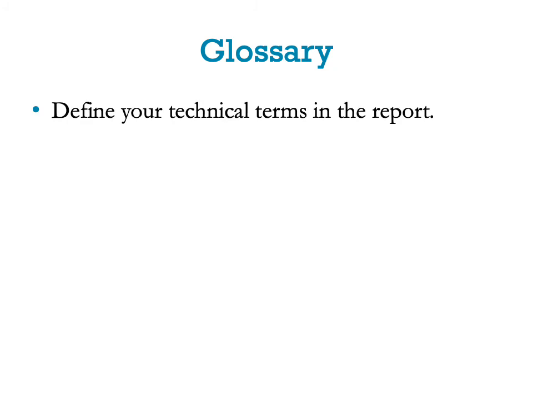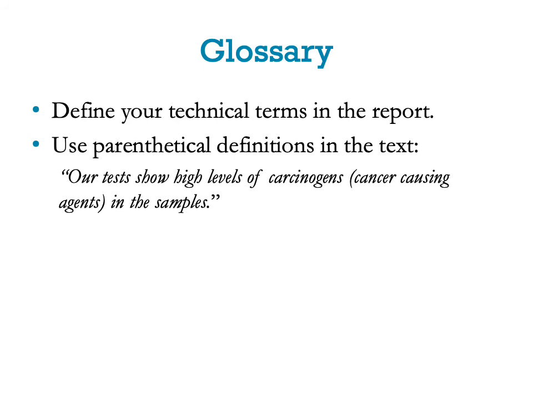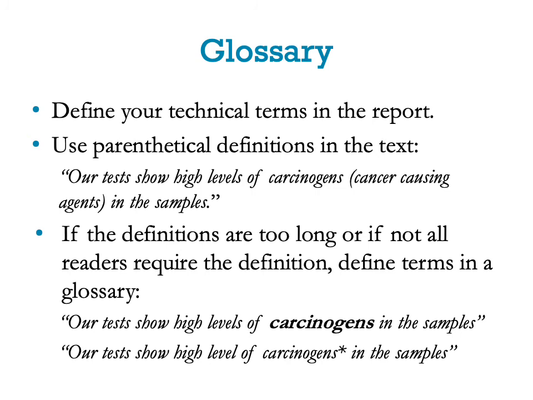Next, we have the glossary, which is just like the glossary that you're familiar with. You want to define the technical terms in the report, and you want to use parenthetical definitions in the text. So our tests show high levels of carcinogens, cancer-causing agents, in the samples. If the definitions are too long, or if not all readers require the definitions, you want to define the terms in a glossary. So you can bold the word, or you can put an asterisk next to it.